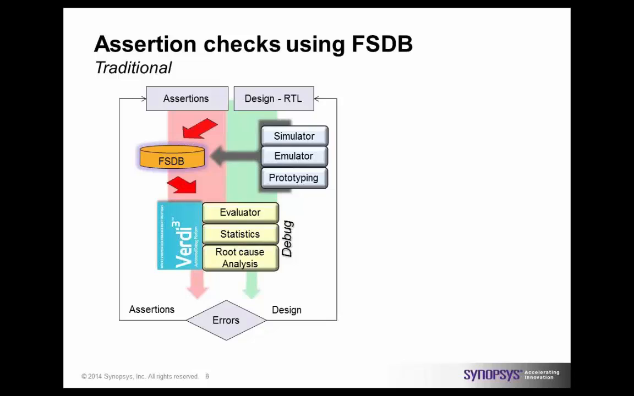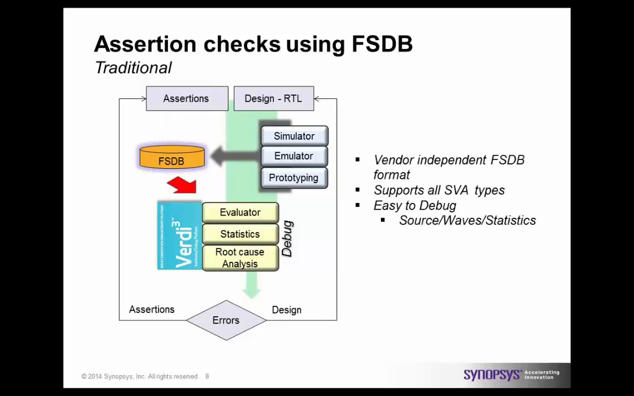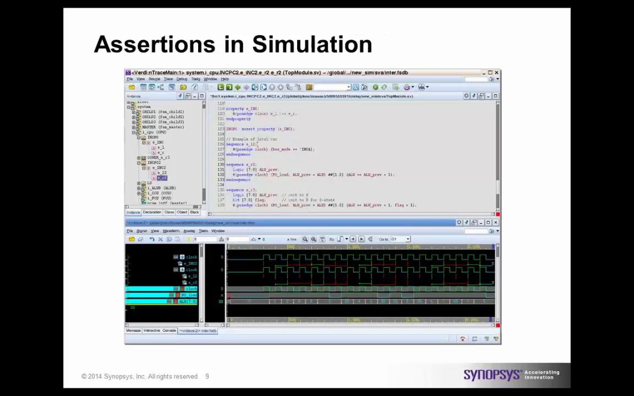And you can see either the root cause of your errors coming from assertions, or maybe the functionality of your design is broken, and you can go back and start debugging. Okay, so that's your traditional flow. And having, obviously, like I mentioned, a vendor-independent FSDB format certainly helps. Supports all the standard SVA types, easy to debug. So that's the view you would get out of any standard simulation that you've run. Dump out an FSDB file, start looking at your waveforms and so on.